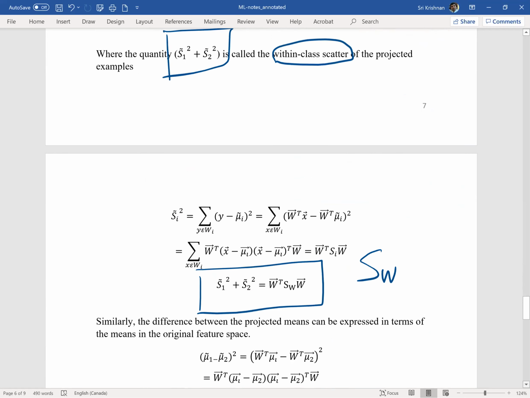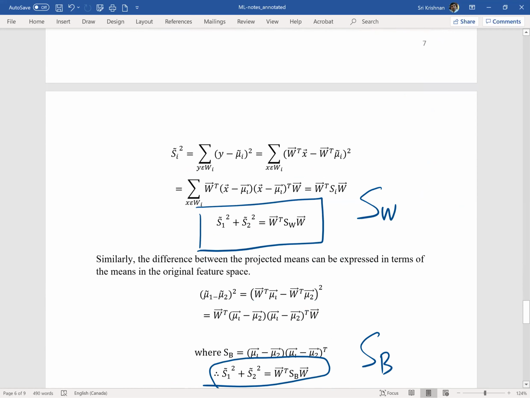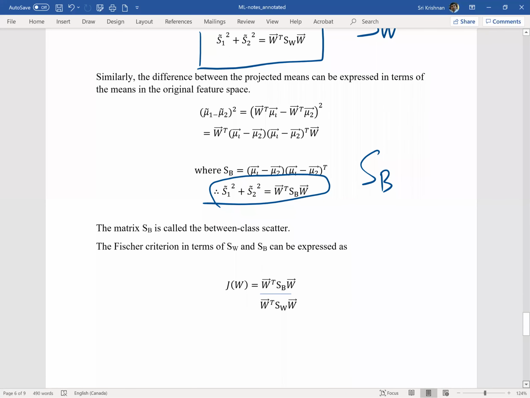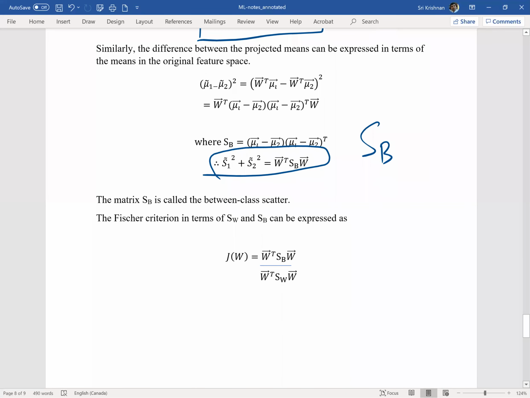So once we do that computation, now all we have to see is that there's a Fisher criterion, which basically says the J of W we try to optimize, which is a function of the weight vector W, has become this expression: in the numerator you have the between class scatter matrix involved, whereas in the denominator you have the within class scatter matrix involved. So the idea is to maximize your function J.